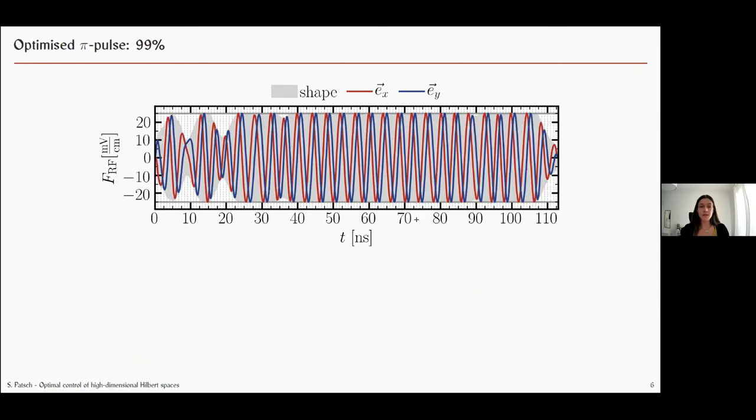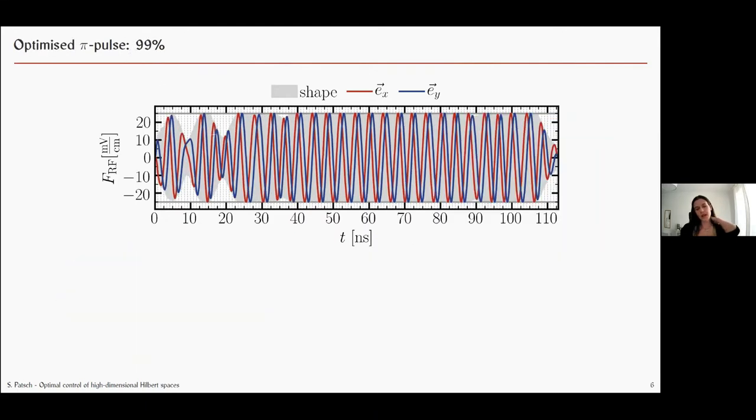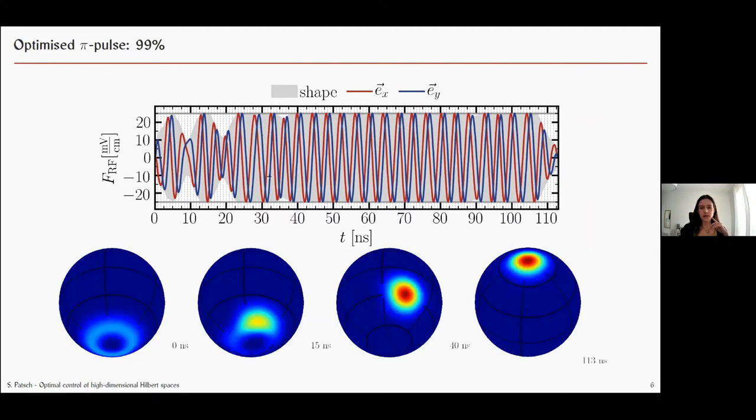And here you see already the optimized pulse. And now this pulse leads to a fidelity of 99%. So just if you haven't seen it, before it was 79%. And we see that most of the changes happen in the first 40 nanoseconds of the pulse. And we can explain this by looking again at the Bloch sphere. Here at the first 40 nanoseconds, we already see the shape of the spin coherent state. And then afterwards, this spin coherent state can simply be rotated towards the north pole with a very easy flat shape of the pulse here.